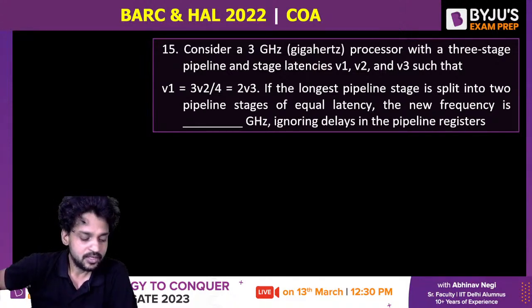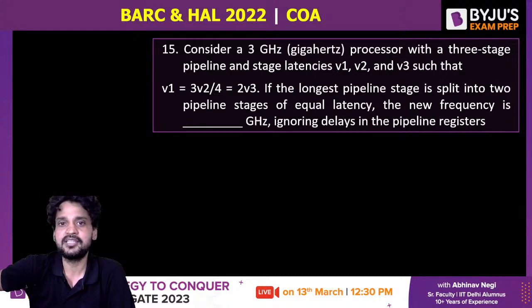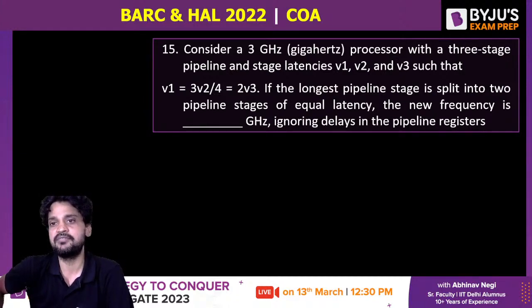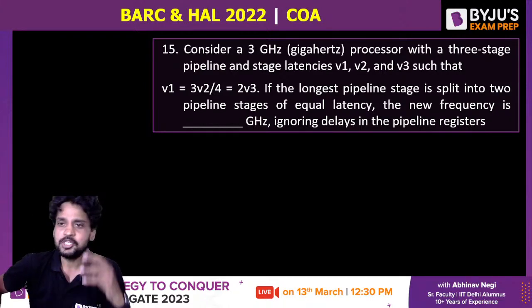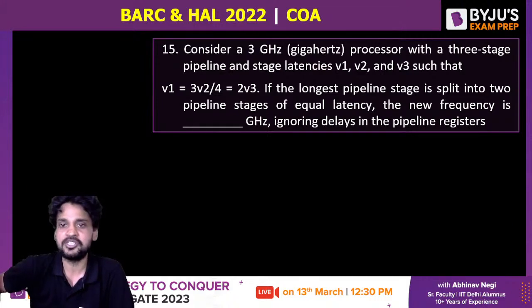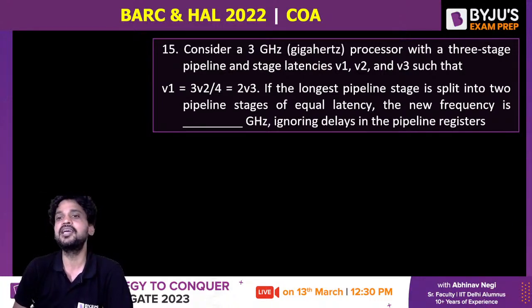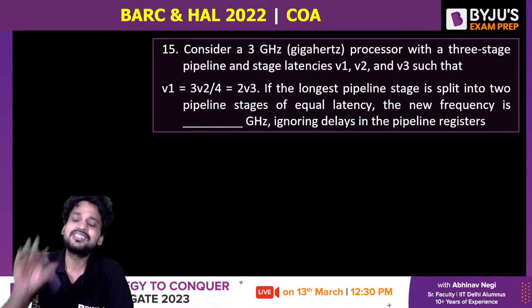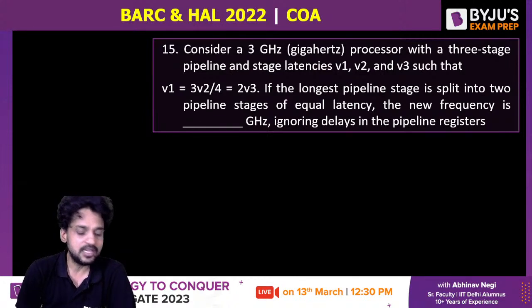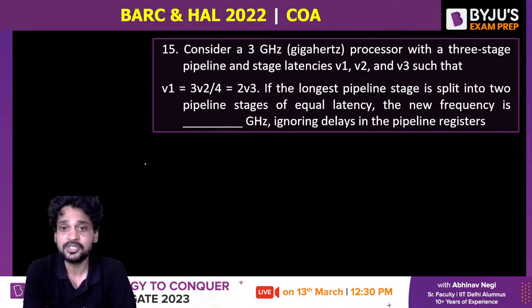Consider a 3 GHz processor with a 3-stage pipeline and stage latencies V1, V2, and V3 such that V1 is equal to 3 V2 by 4 is equal to 2 V3. If the longest pipeline stage is split into 2 pipeline stages of equal latency, the new frequency is dash gigahertz, ignoring delays in the pipeline registers. Here, it's a simple question. Within no time, we'll be able to solve this question. Stay focused and understand carefully.